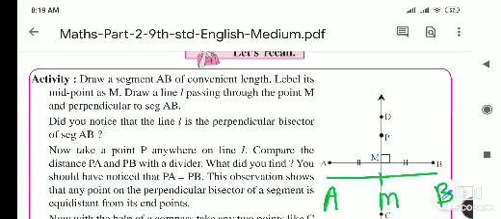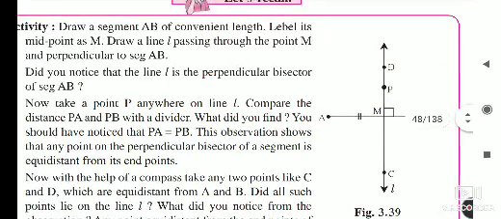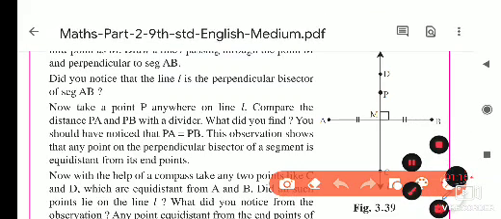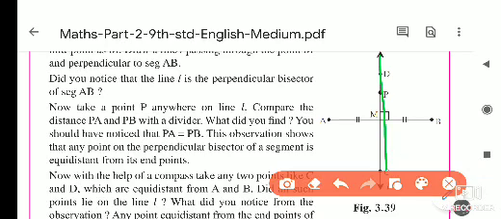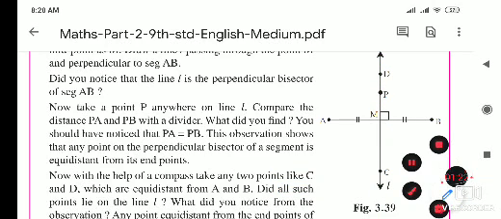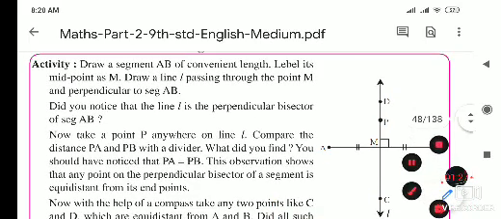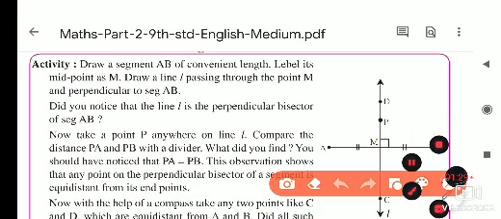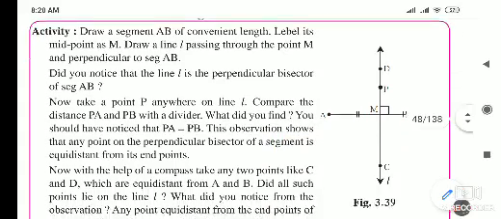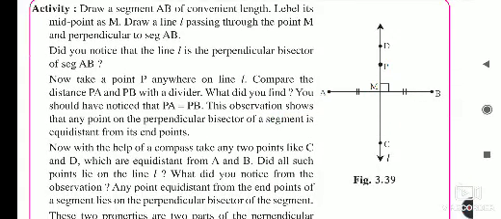Then if you see here, it is the segment AB, M is its midpoint, and here it is a line DC which is passing through point M, the midpoint of the segment. Next, what we have to do here is draw the line passing through M and perpendicular to AB. If you see here, a perpendicular sign is given. Did you notice that the line L is the perpendicular bisector of AB?